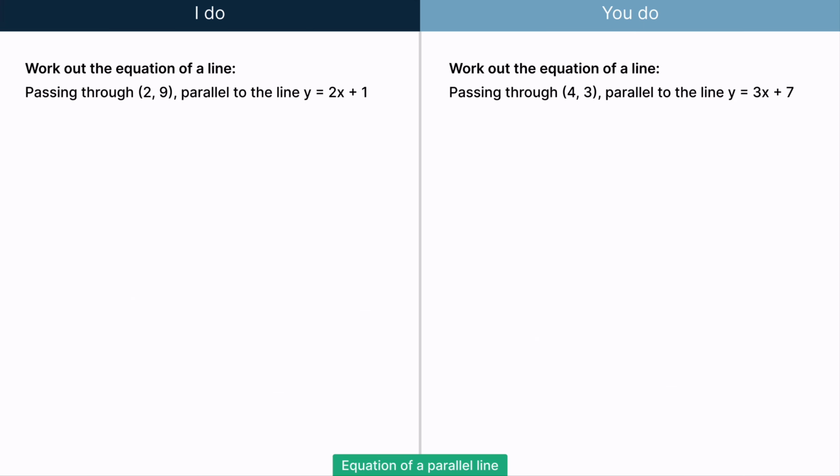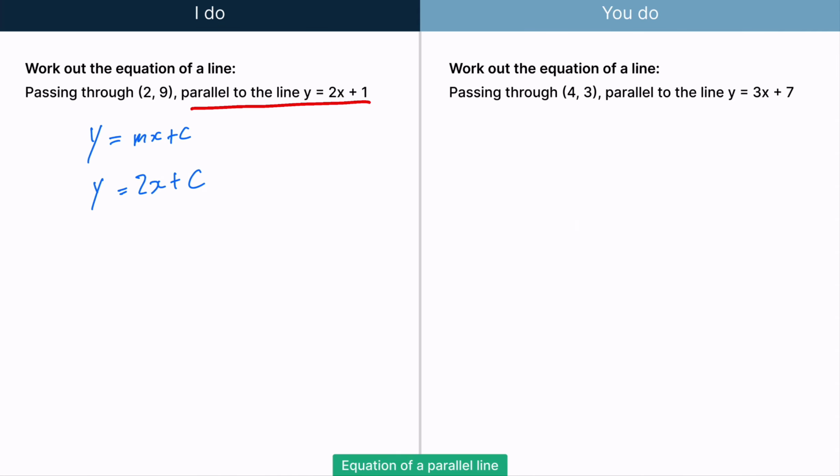So moving on from there. Again, the exact same approach here. We've been told, find the equation of a line that passes through that point and is parallel to the line y is equal to 2x plus 1. So if I write down the equation of a line, now I know the gradient is going to be 2. And the way I know the gradient is going to be 2 is because it's parallel to this line.